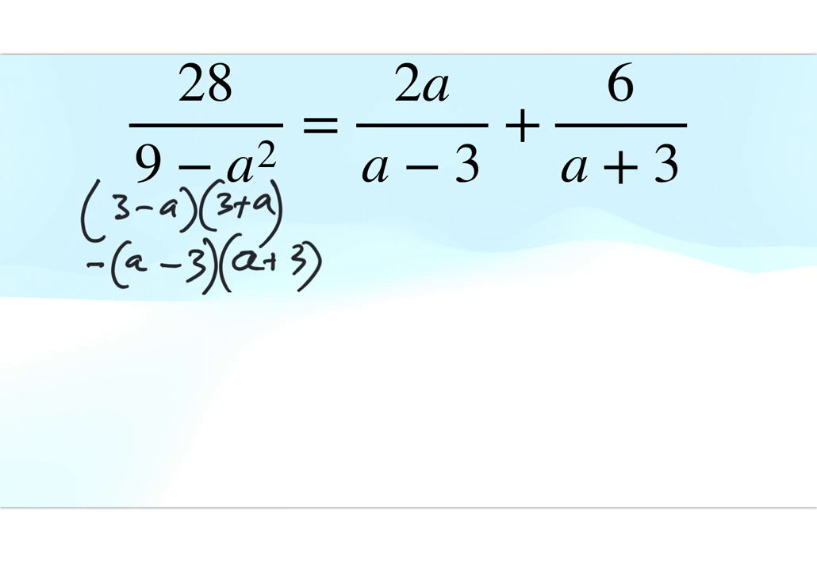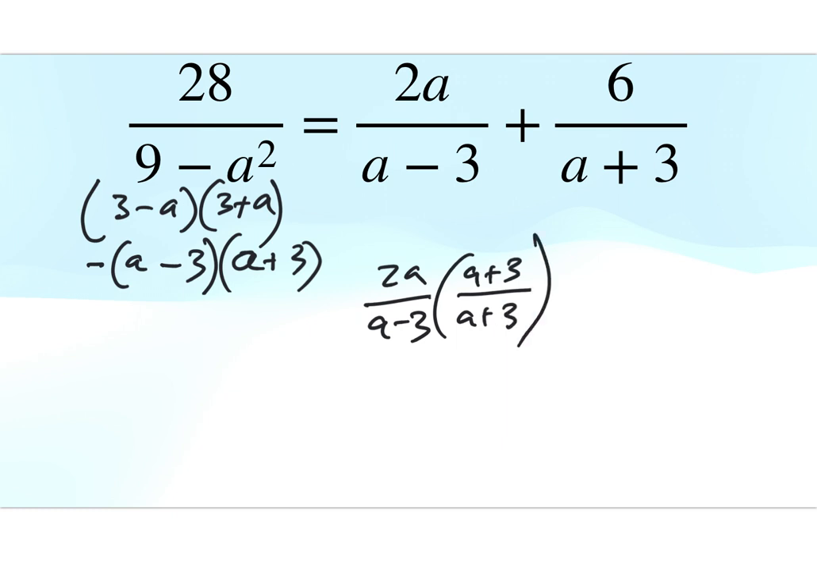So then I look at these other two and I realize that they almost have the same denominator. What do I need to do to make this denominator look like this denominator? I need to multiply 2a over a minus 3 by 1. And that has the same value as 1.